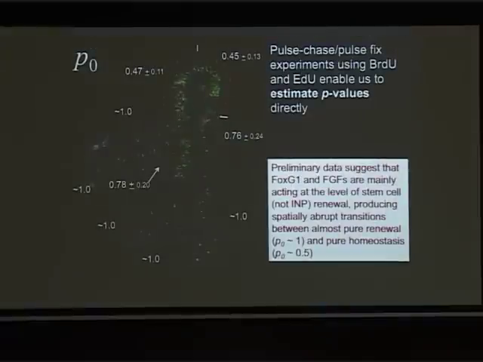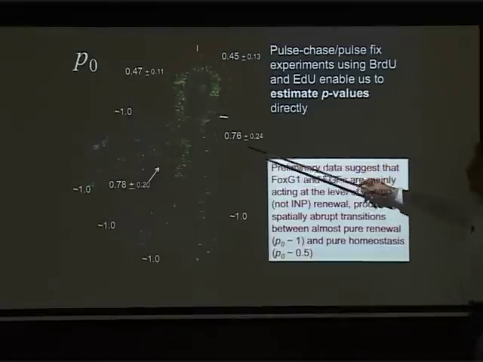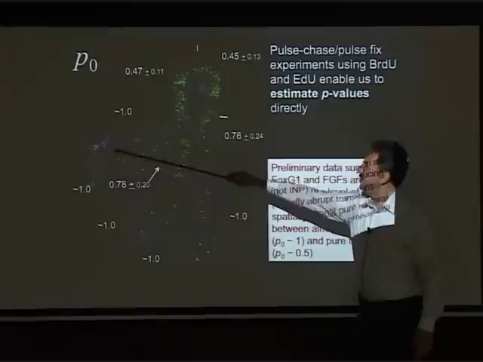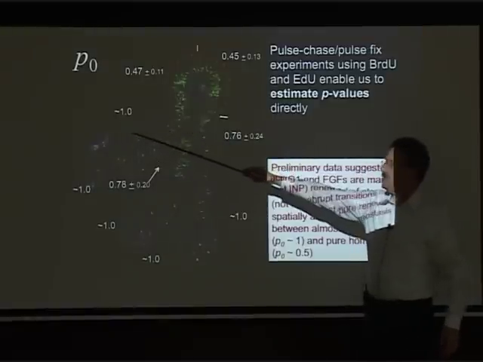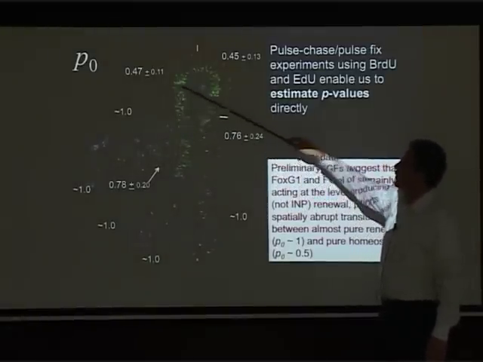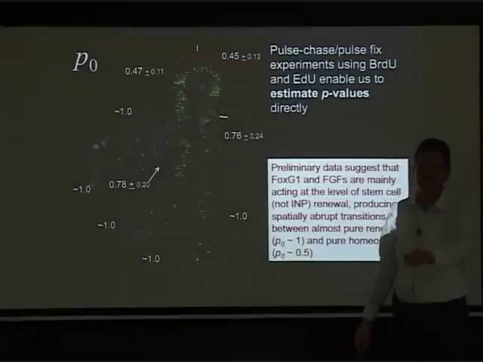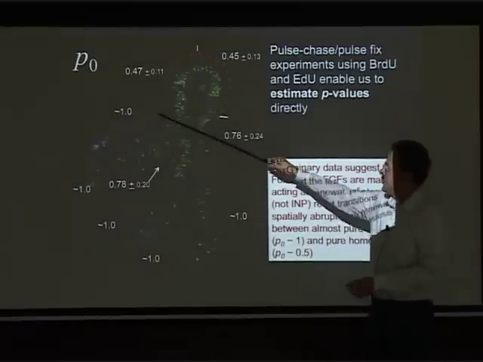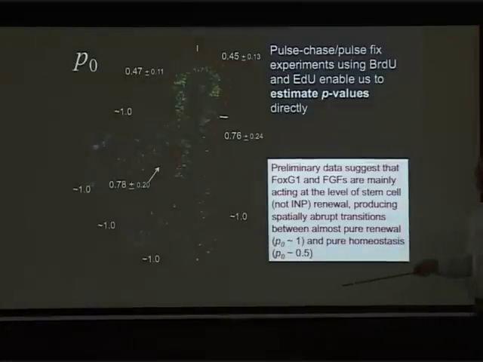In fact, using these pulse chase experiments, you can actually map out the p-values. And you can see there are abrupt changes in p-values. So over here, where p is 1, the tissue is essentially doing exponential expansion. And then abruptly, it's switching to a place where it's at homeostasis, and it's hardly changing at all. And so if you can do that spatially with sharp transitions, obviously you can make a lot of really interesting morphogenetic structures.